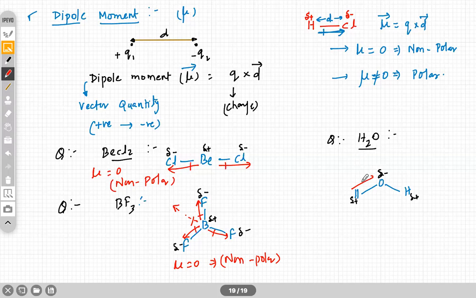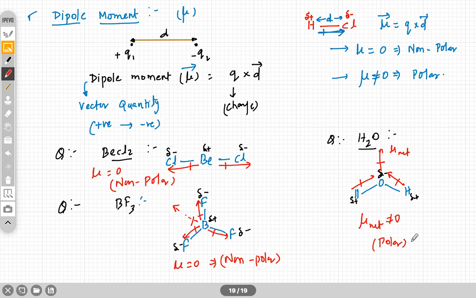H2O, if you see, positive to negative, and it has net dipole moment in this direction, this is mu net, and hence net dipole moment is not equal to 0, and it is polar. Done, all of you?